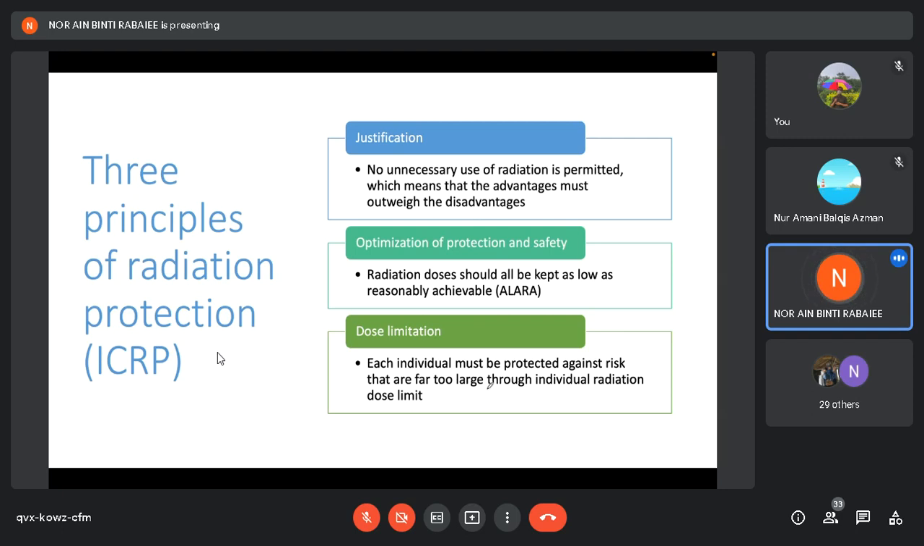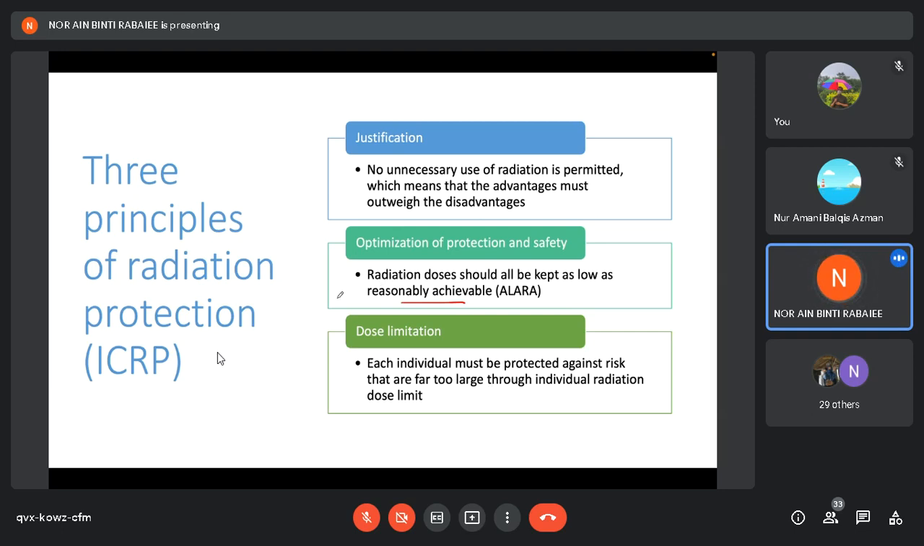So the second principle is the optimization of protection and safety. Under optimization, radiation exposure should be kept as low as reasonably achievable, or ALARA. What is ALARA? ALARA stands for as low as reasonably achievable. So make sure there is optimization, so the dose is kept low.